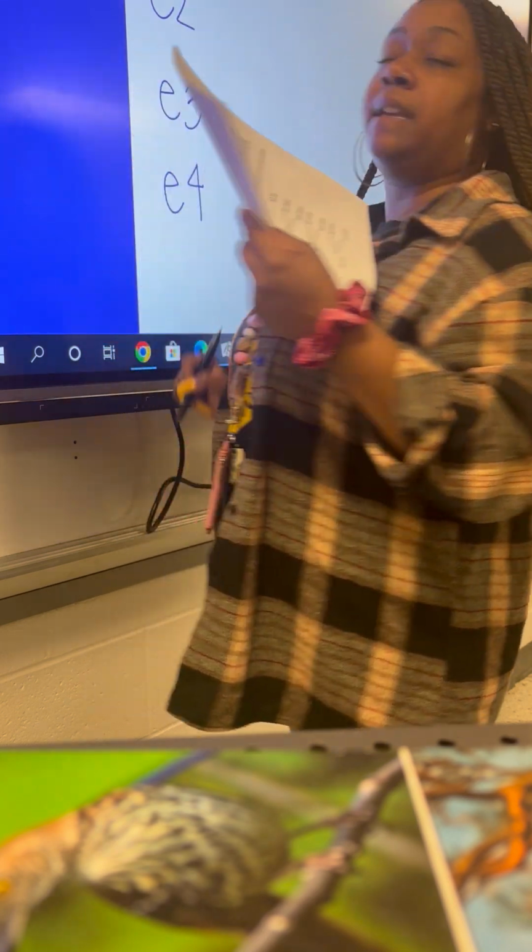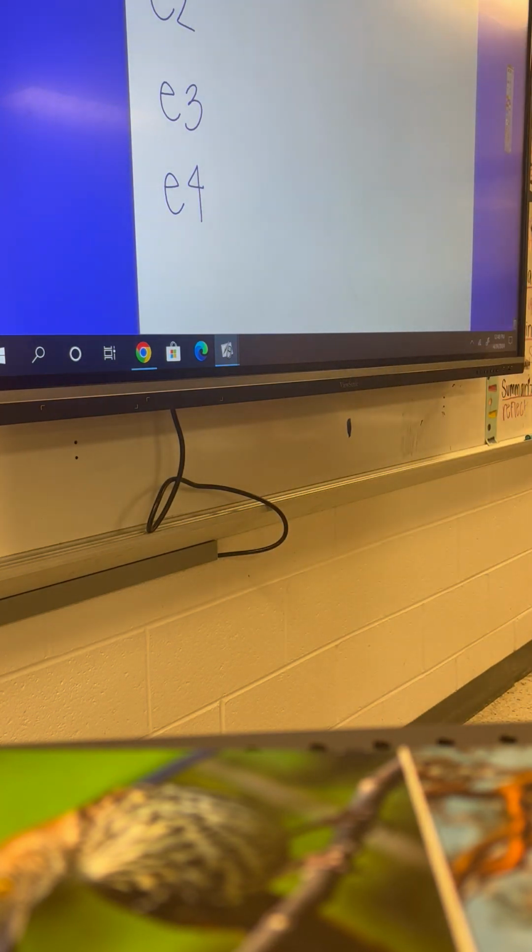I gave you a piece of yellow paper for you to show your work, because I don't have any notebook paper. But the yellow paper is where you're going to write this for me.